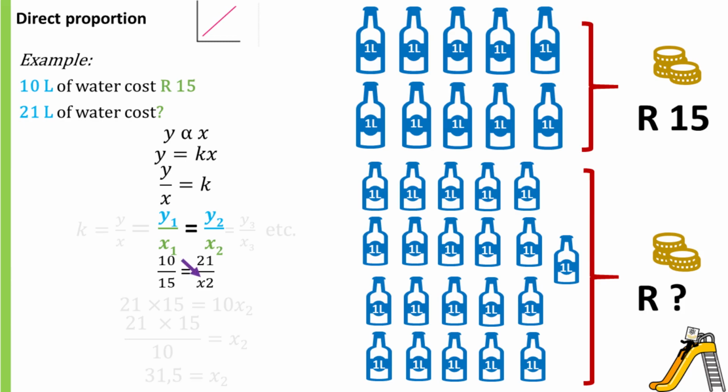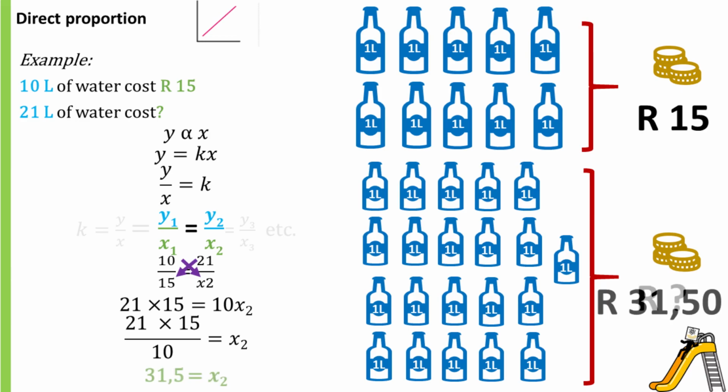When we do a simple cross multiplication, 21 multiplied by 15 will be equal to 10 multiplied by x2. Because we want x2 on its own on the right hand side, we say that 21 multiplied by 15 divided by 10 is equal to x2. When we punch that into the calculator, we get a cost of 31 rand 50. So it means that 21 liters of water will cost us 31 rand 50.